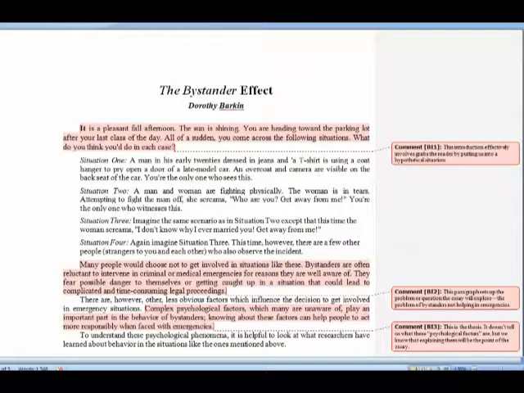Okay, this is just going to be a brief analysis of the essay, The Bystander Effect, that you needed to have read this week as a model of the essay that you'll be writing over the next few weeks, and that is the problem solution persuasive essay.